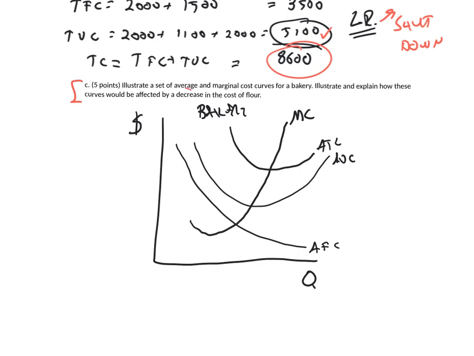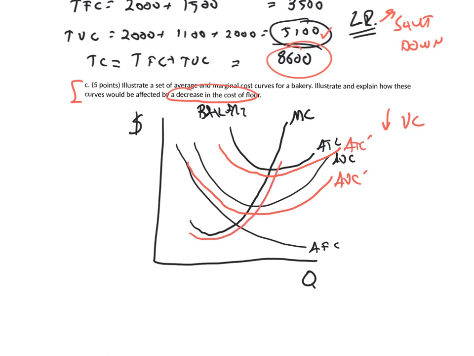So now we have a decrease in the cost of flour. Flour is going to be a variable cost because the more bread we make, the more flour we're going to use. So we know that we're going to have a decrease in average variable cost. If average variable cost decreases, then we know that average total cost is going to decrease. And when variable costs decrease, marginal cost decreases, and so we'll have a decrease in marginal cost. There's no effect on fixed costs.